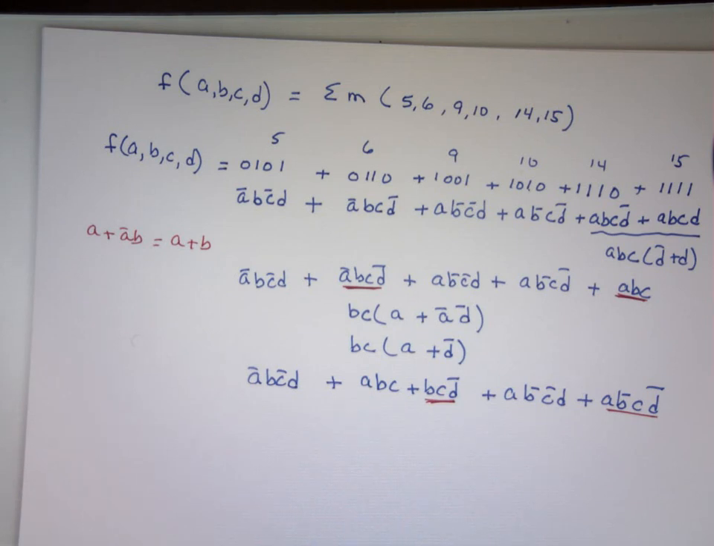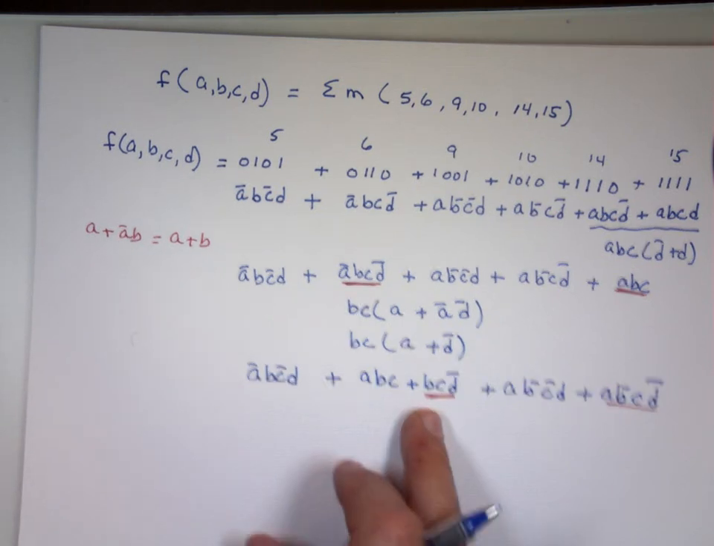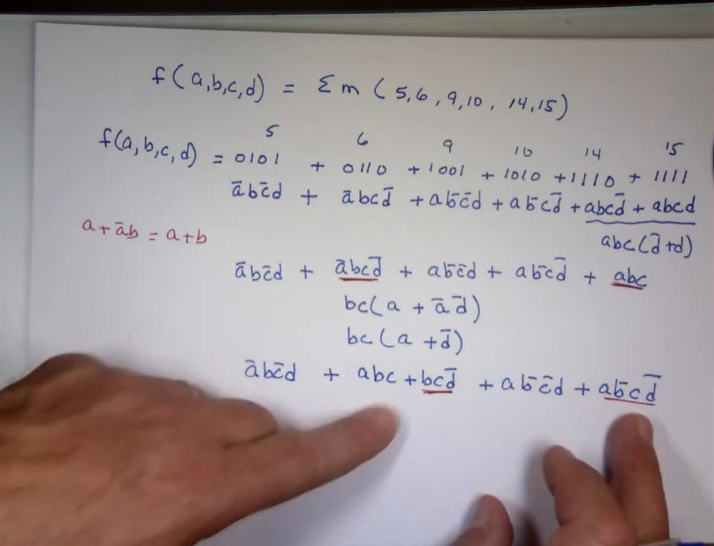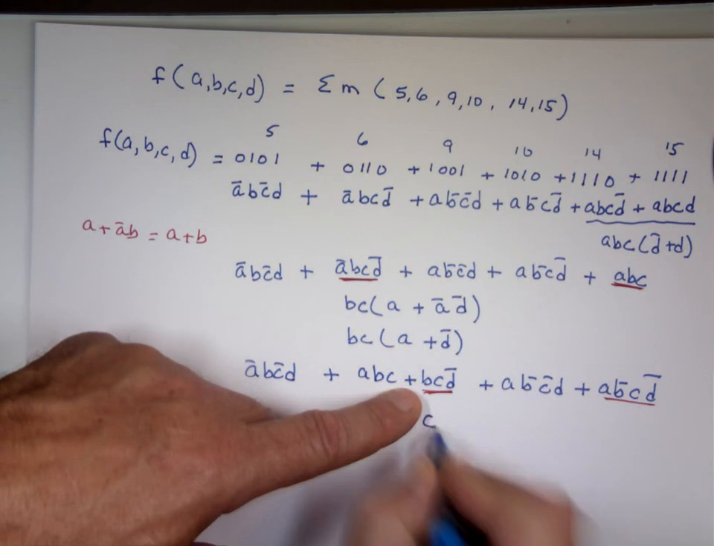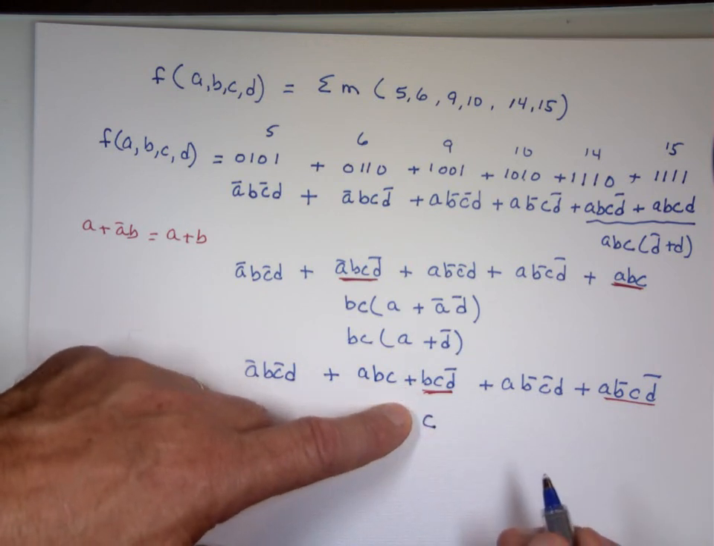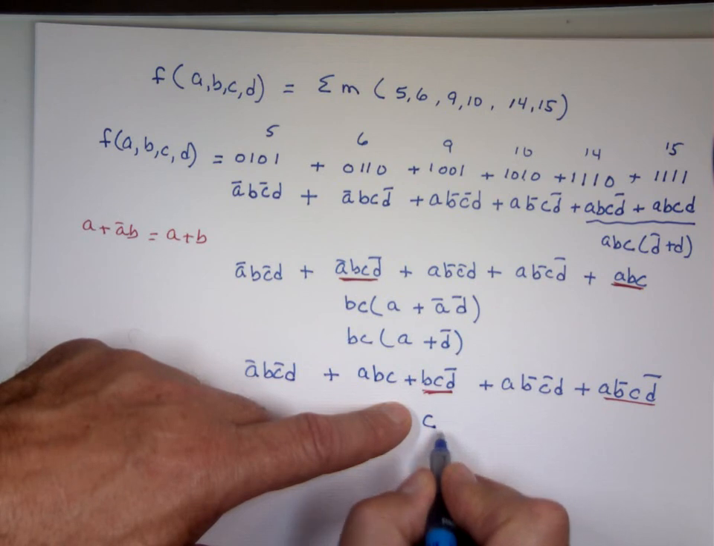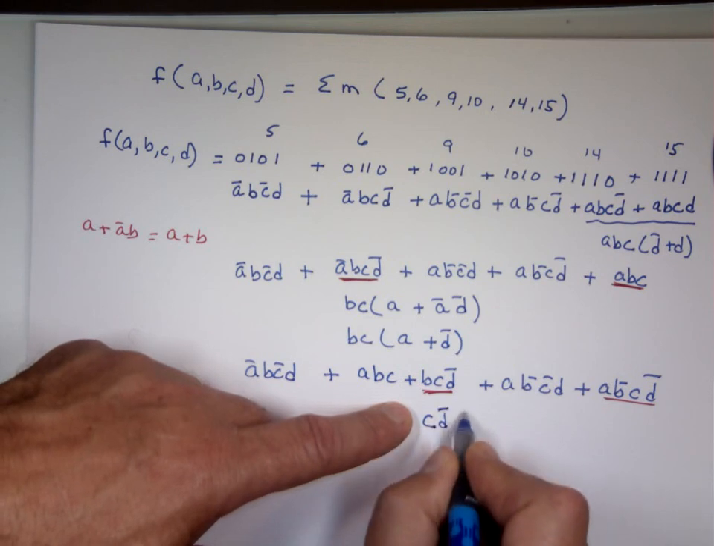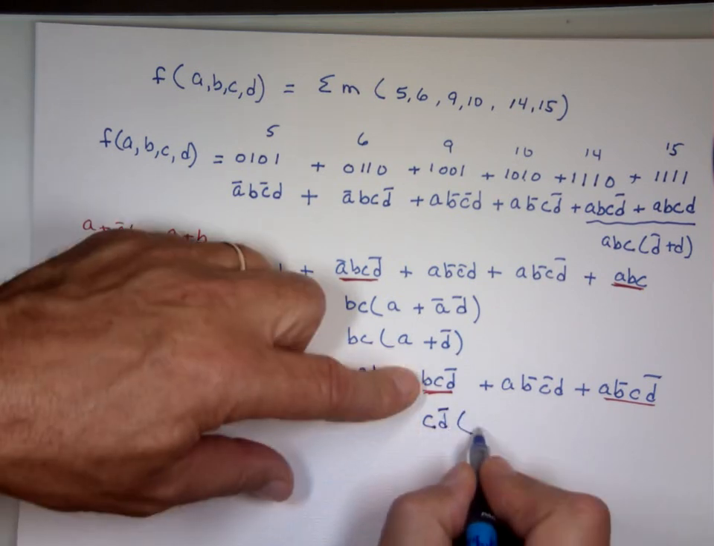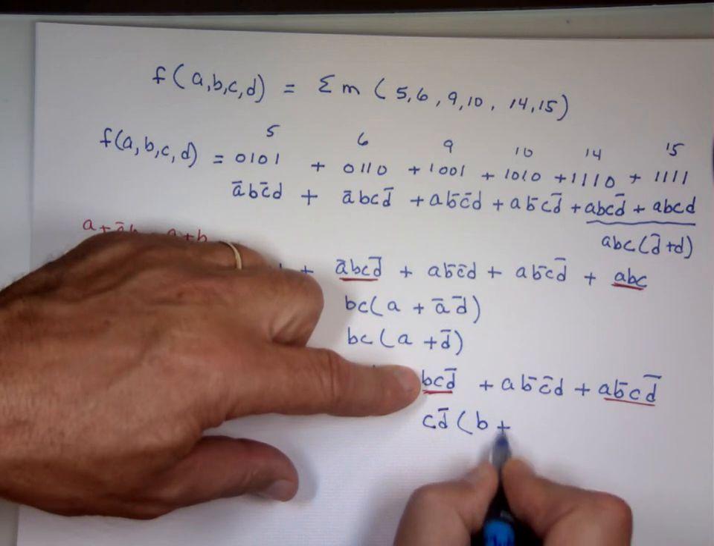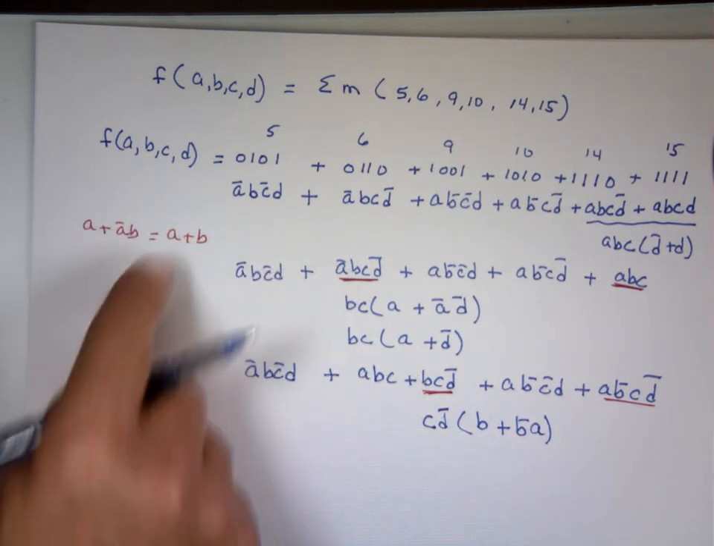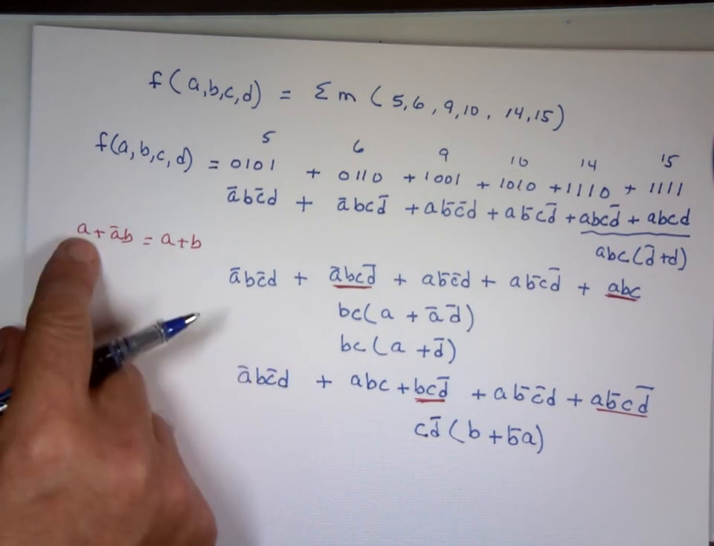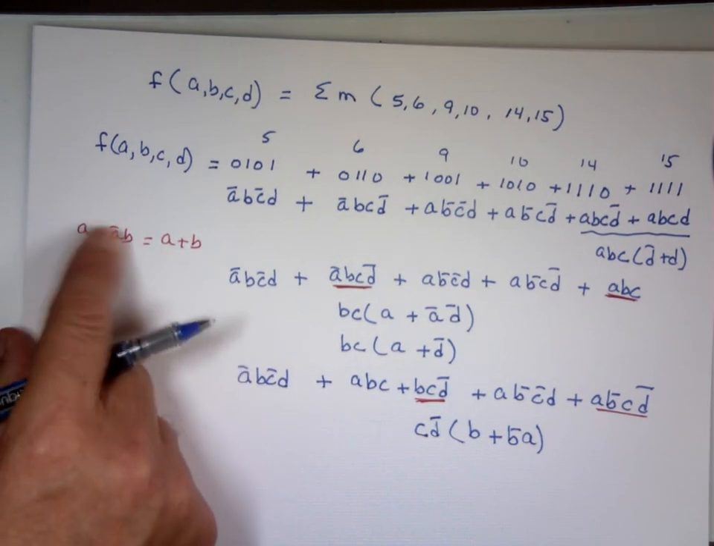If you look at them, what do you notice? There's a C in them. And the D bar, I mean. If you factor that out, what's left there? B plus B bar A. That's like this, except backward. We're using A for B here and B for A. So this one can be written as B plus A.